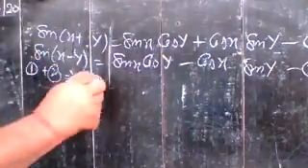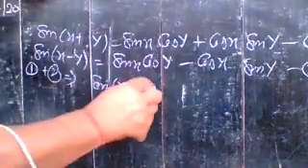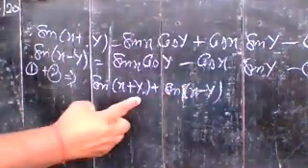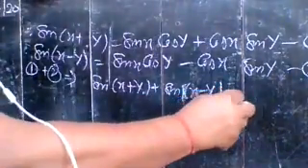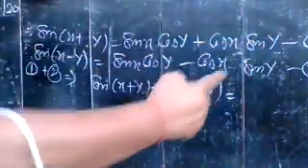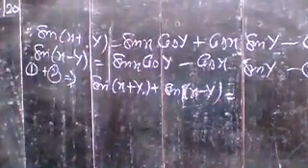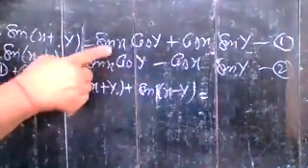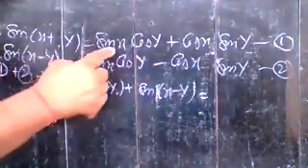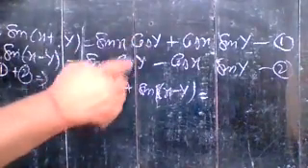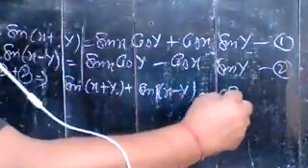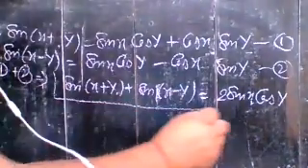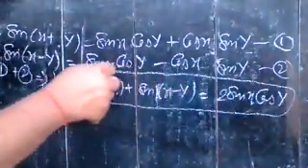If you add 1 and 2, what do you have? On the left side, you have sin(x plus y) plus sin(x minus y). And on the right side, if you add, these two terms are cancelled out. So you have only these two terms: sin x cos y, sin x cos y. So adding these two, you have 2 times sin x cos y. So this proves your first identity.